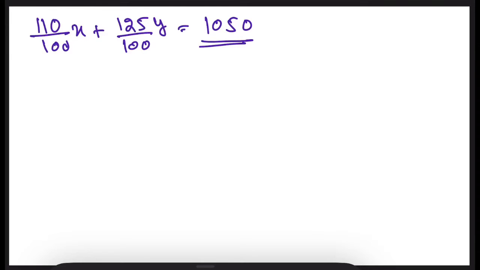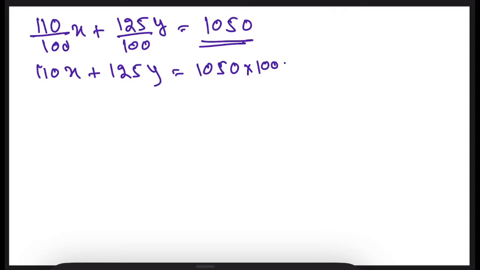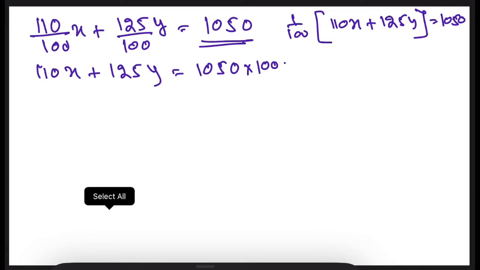So, to make it easy, we are not going to cancel the zeros, because this one will be better. 110 X plus 125 Y equals to 1050 into 100. This 100 we have taken to the other side. How? 1 upon 100 you take, then this becomes 110 X plus 125 Y equals to 1050 into 100, because the 100 has gone the other side.